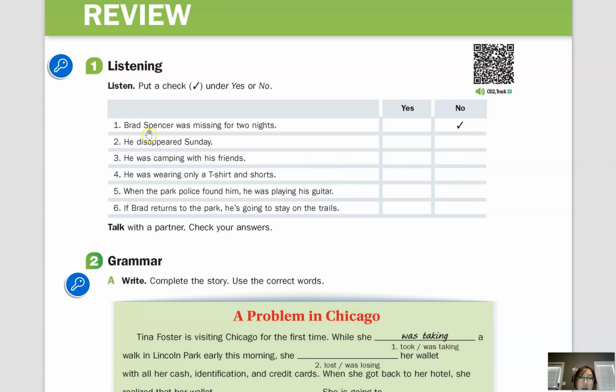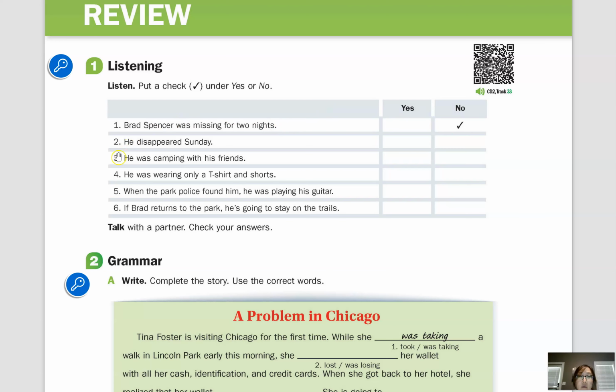Okay, number one, Brad Spencer was missing for 2 nights, and this is not true. The answer is no. So I want you to fix it, change it to make it true. So we can change 2 to 1. Brad Spencer was missing for 1 night, because they used the word overnight, which just means 1 night.